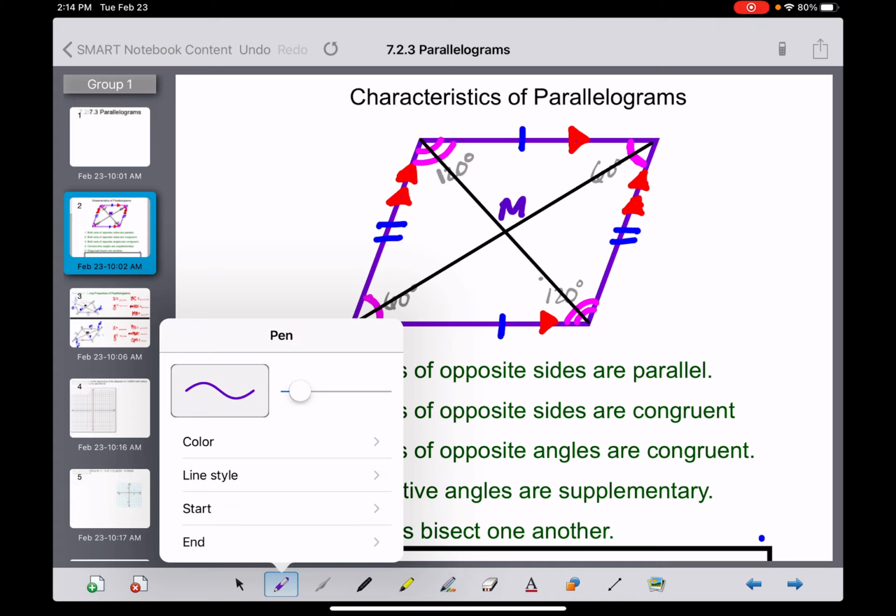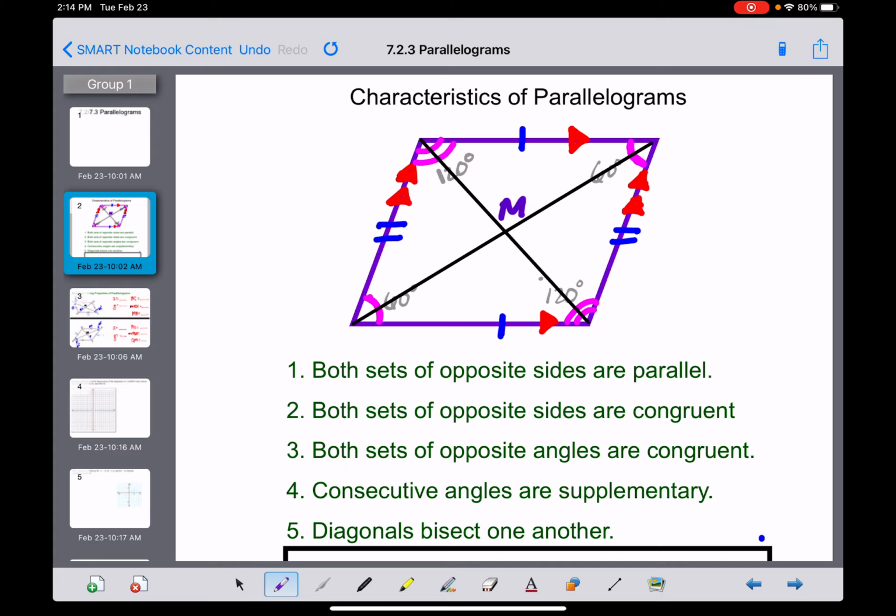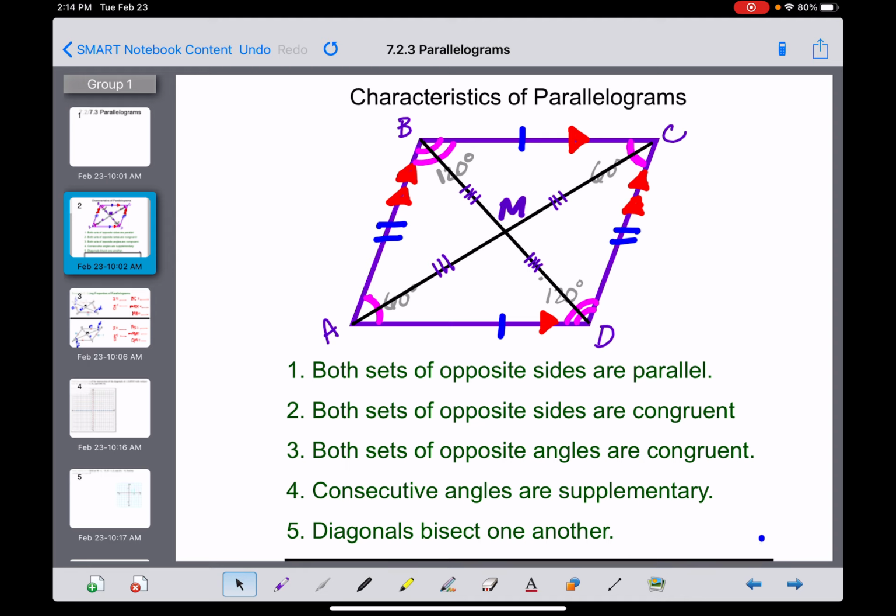And then we can make our little tick marks. This portion, we can call it AM, is going to be congruent to MC. BM is congruent to MD. So the diagonals bisect one another. This would be an excellent time to take a picture for notes.